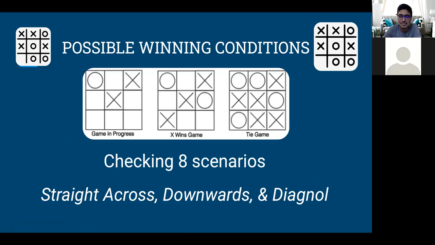And here is a quick little reminder of the possible winning conditions. Remember, there's straight across, there's downwards, and diagonal. And more specifically, we will be checking for 8 possible scenarios. I got 8 written down right there. I thought there were 9, but if you think about it, there's 3 ways to win downwards, 3 ways to win across, and there's 2 diagonals. So there are a total of 8 scenarios which we will be checking for.